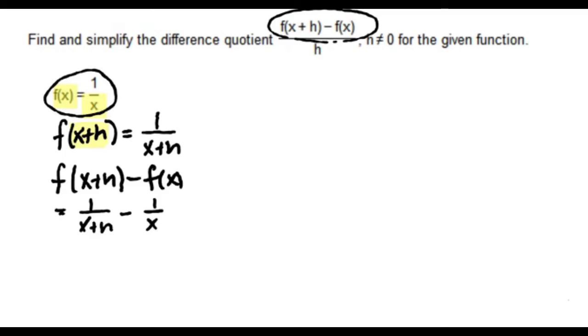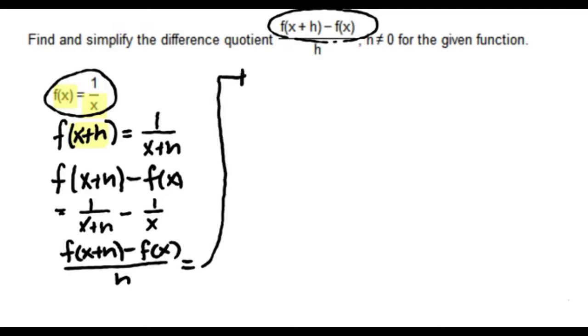Then finally we want to find the whole difference quotient, which is f of x plus h minus f of x over h. We've already got the whole numerator. That's 1 over x plus h minus 1 over x, and then over h. And this is our difference quotient. We want to simplify this, and we call this type of expression a complex fraction. That's when you have a fraction inside of a fraction.